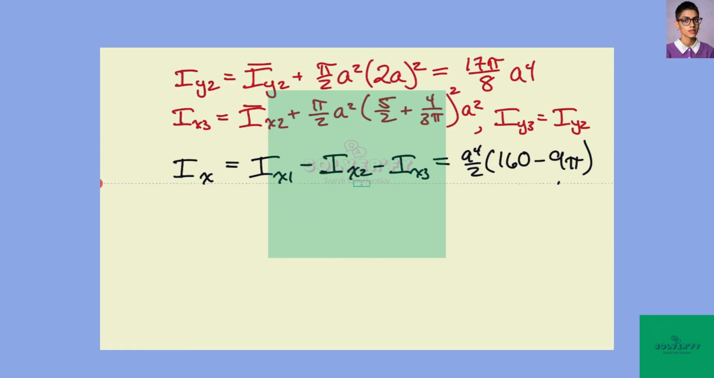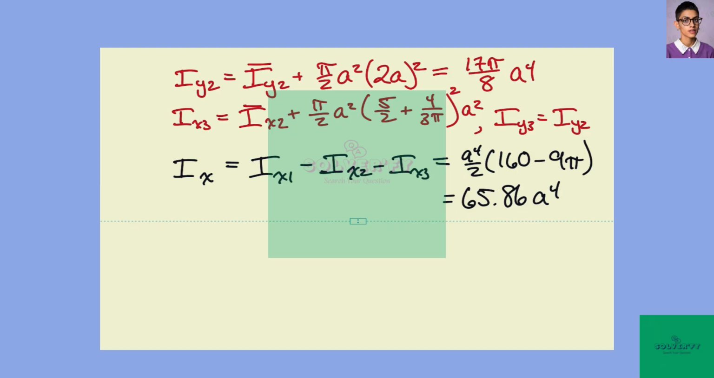Now we can figure out the area moments about the net shape by taking the square minus the semicircles. And if we do that, it becomes a^4/2 times the quantity (160 - 9 pi), or about 65.86 a^4.